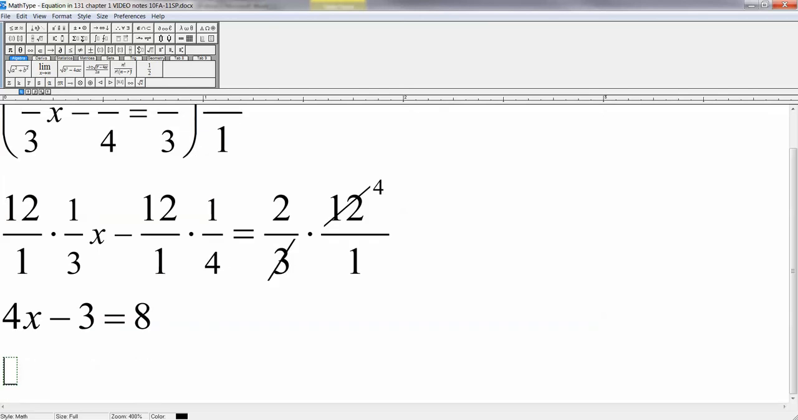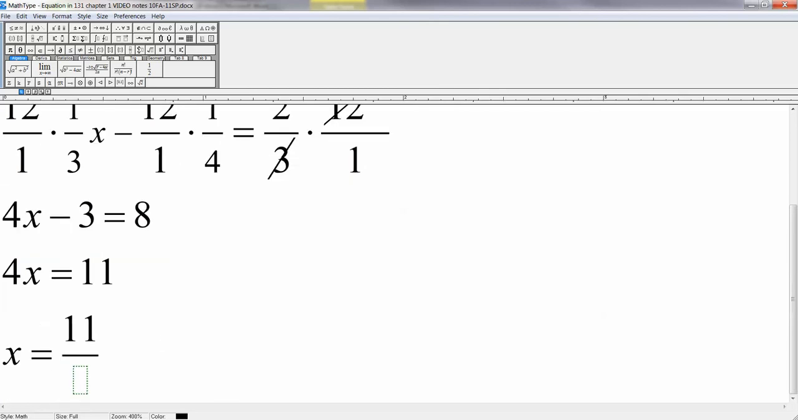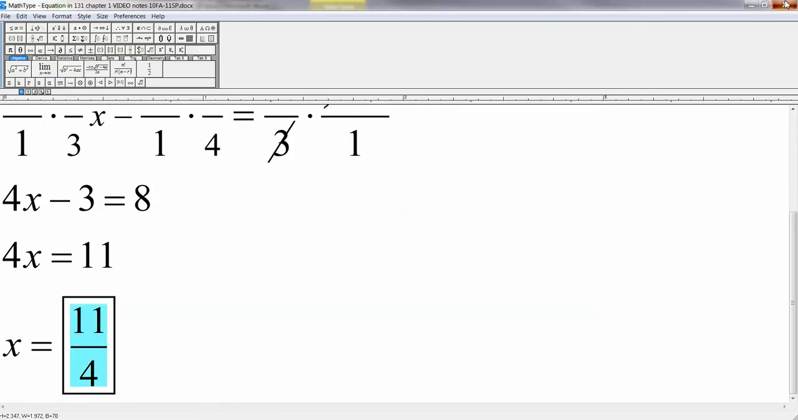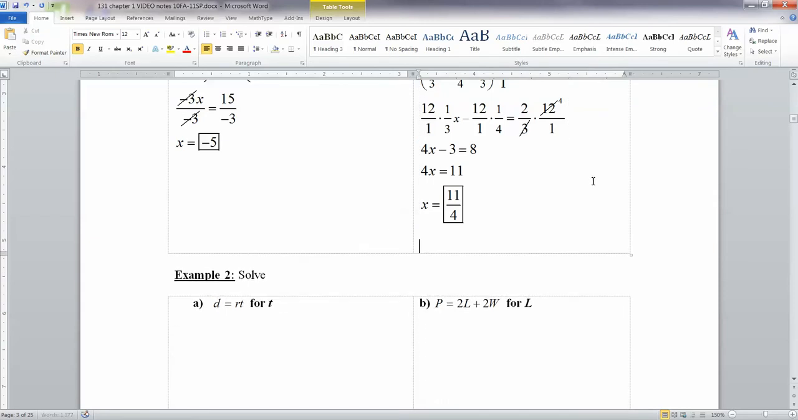And then at this point, you just add 3 to both sides, which gives you 11, right? Add 3, and then divide by 4. So x is equal to 11 over 4. There's your final result. Awesome. All right, we're done with that one.